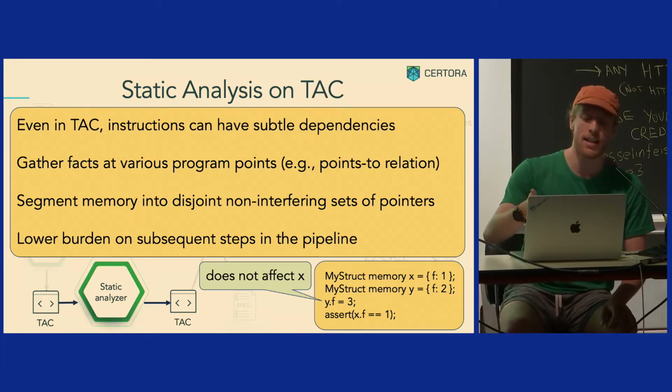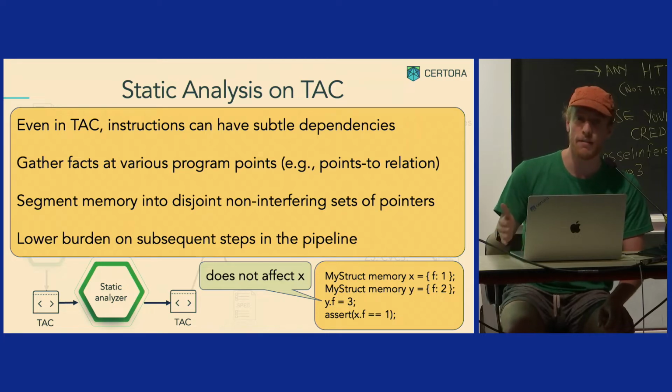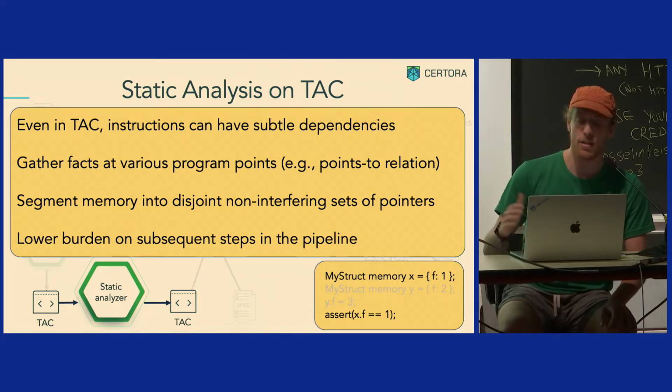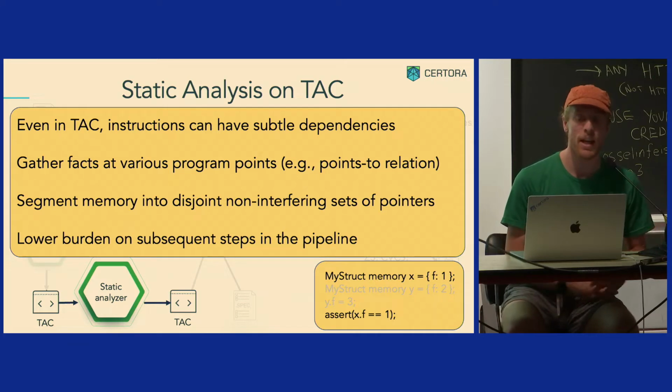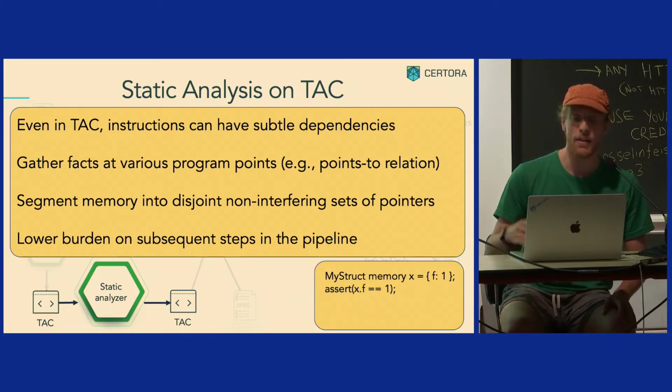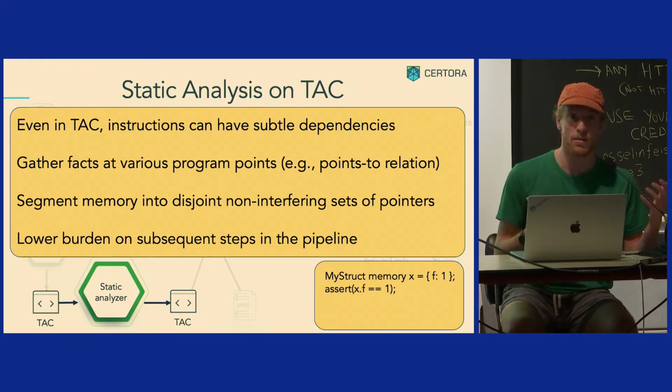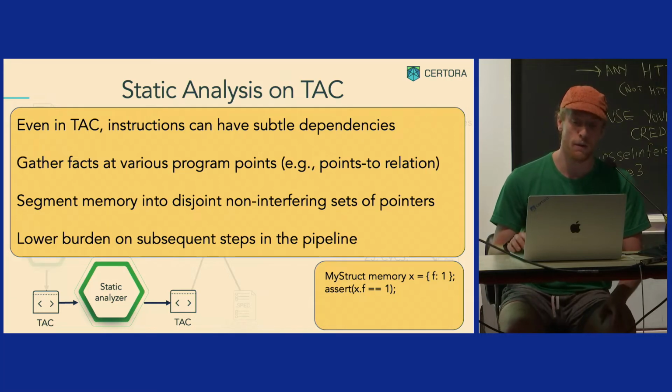Because our analysis can tell us, oh, the assignment to y.f equals 3 does not affect x, then we can actually remove those instructions from the program, and it will not affect the semantics of the resulting formula. It won't affect our assertion. So we can get rid of that, and then the solver doesn't have to think about what's going on there. Because eventually it would realize that the value doesn't matter, but that's a bit extra work for it to do.